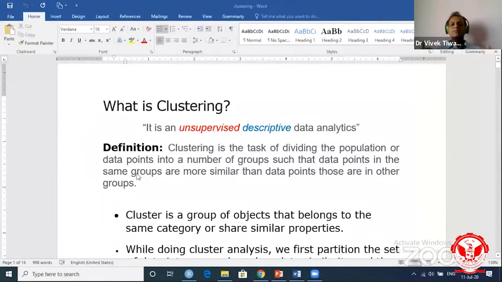Now we have to check the property of the cluster. The property of a cluster should be like that: all the data points that belong to the same cluster should be similar to each other, and they should be much dissimilar to the data points that belong to another cluster. So what is the meaning of similarity over here? I will explain in detail further down the line.